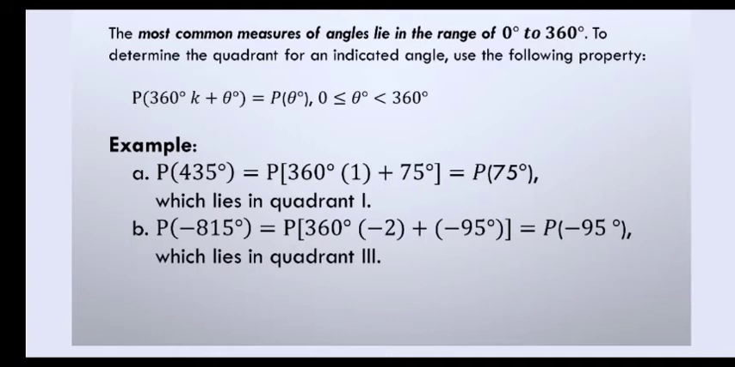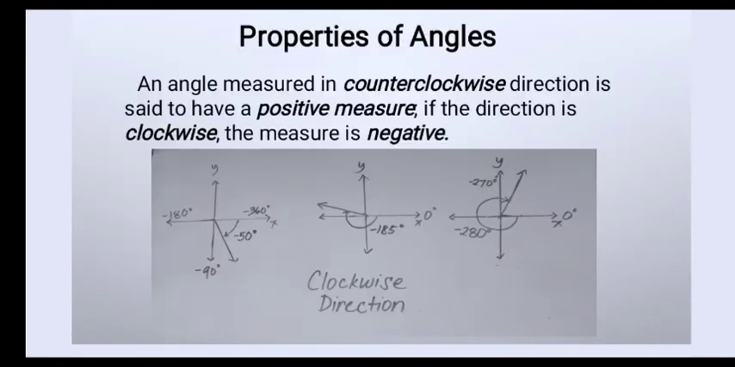In letter B, we have negative 815 degrees. So that is 360 degrees. Since negative siya, we will multiply it by negative 2, kasi there is 360 degrees in 815 degrees, which is equal to 720. And then we will add its remainder, that is negative 95 degrees. So P of negative 95 degrees lies in quadrant 3.